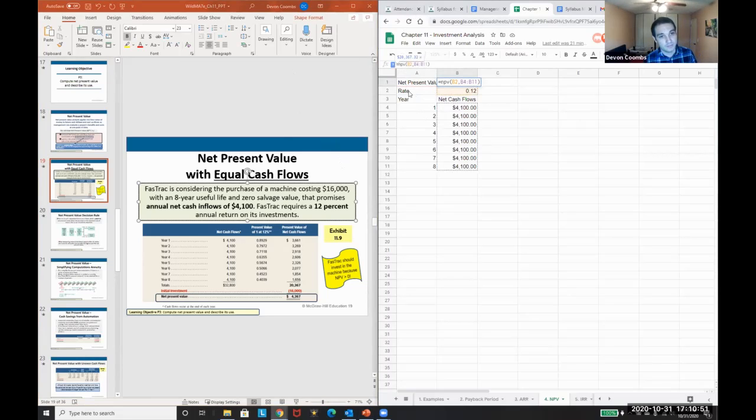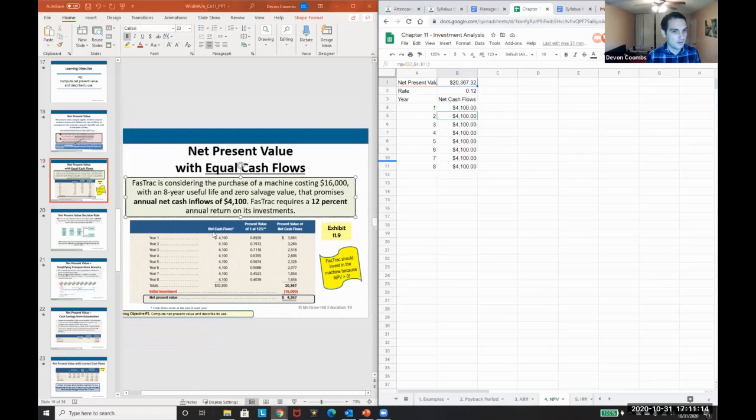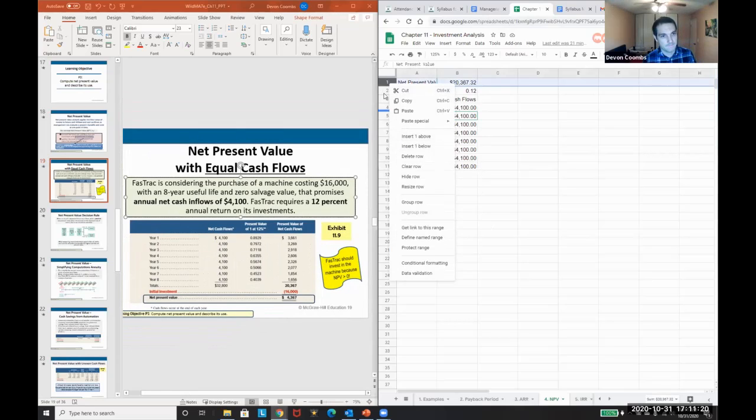So we're saying the rate. So you put equals, the rate is the first piece. And the second piece is our net cash flows, all the cash flows. We just say our rate, B2, comma, all of the cash flows, the sum of the cash flows, and we'll figure out what the net present value dollar is worth. So here we're saying our net cash flows is 4,100, 4,100, 4,100 for 8 years, right? Let me say.